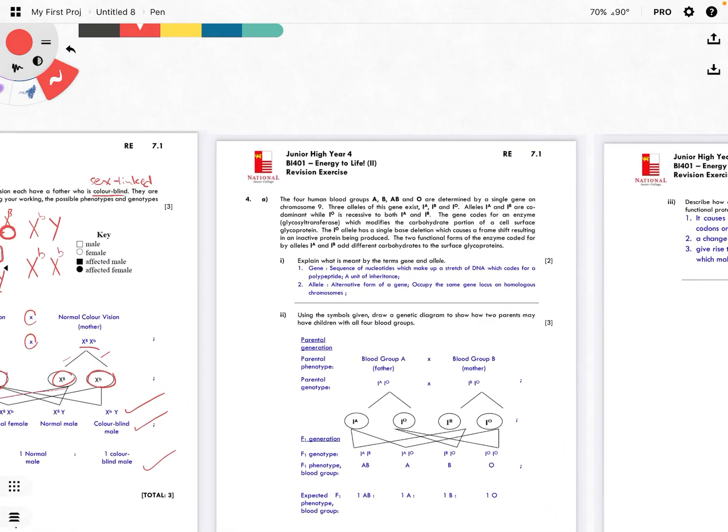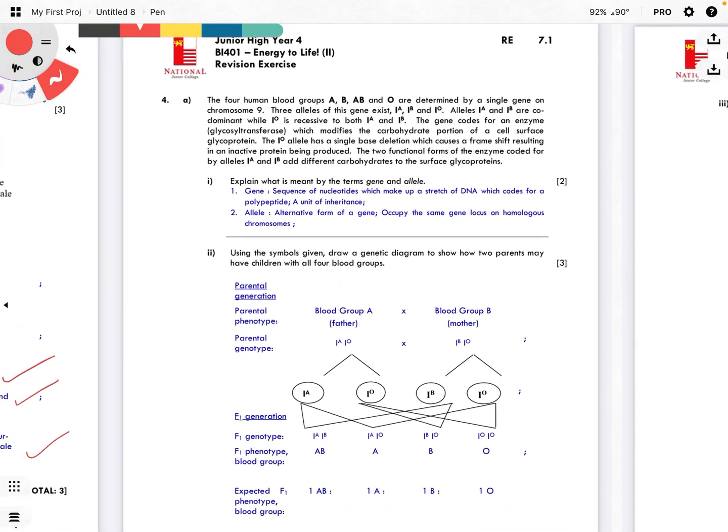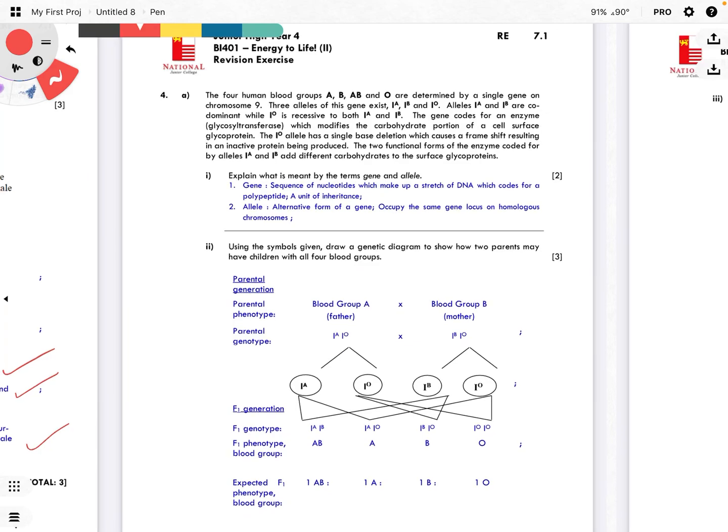Okay, now moving to the last question. This last question is on blood type. We've encountered blood types before, so let's draw a genetic diagram for it. Explain what is meant by the terms gene and allele. We've defined this before. So a gene is a sequence of nucleotides which make up a stretch of DNA which codes for a polypeptide, whereas alleles are alternative forms of the same gene.